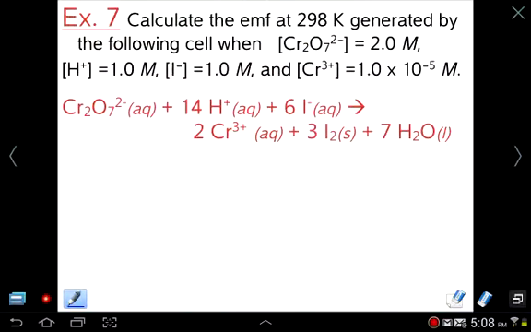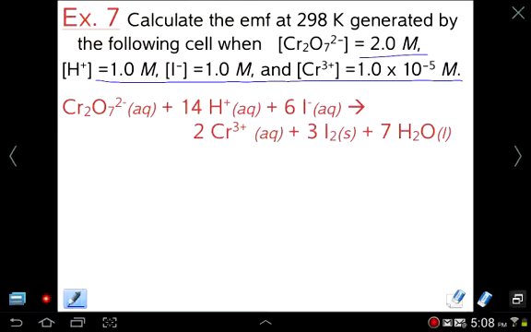And here is the reaction. Calculate the EMF, or the voltage, at 298 Kelvin generated by the following cell when the concentrations are given here. So we're going to use these concentrations, and the equation is given to us as well. So why don't we get into using the equation.